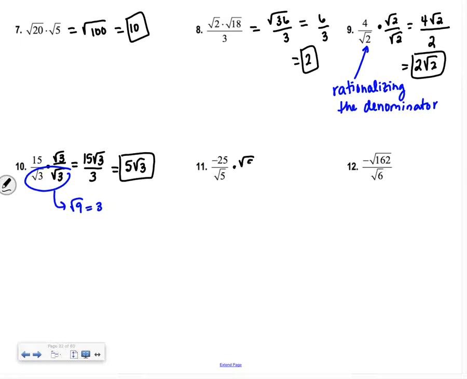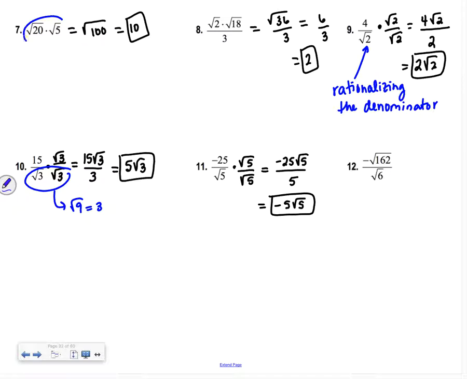Okay, so try the next one. We multiply by the square root of 5 over square root of 5. On the bottom, we get just plain 5 because it was the square root of 25. On the top, we get negative 25 root 5. So we get negative 5 root 5 in the end. But don't always do this method, because on this next one, I could multiply by the square root of 6 over square root of 6. But there's an easier way on this one. So I'm going to show you a trick.